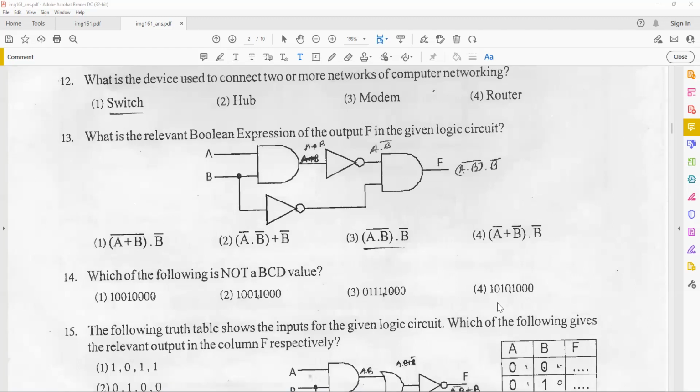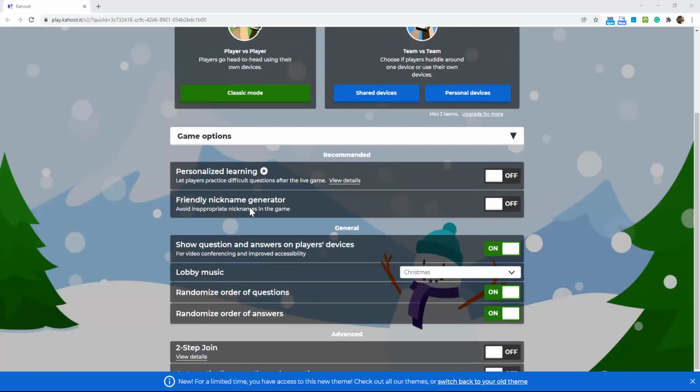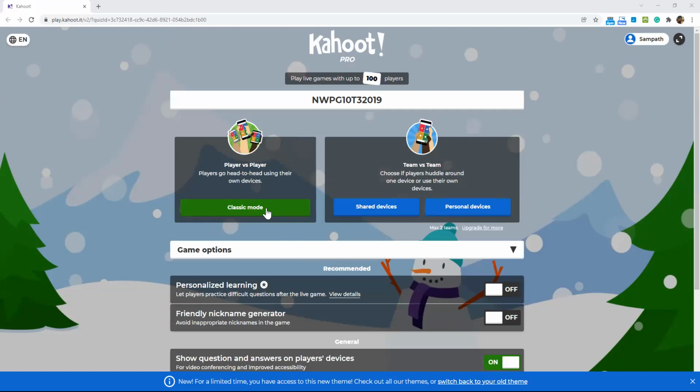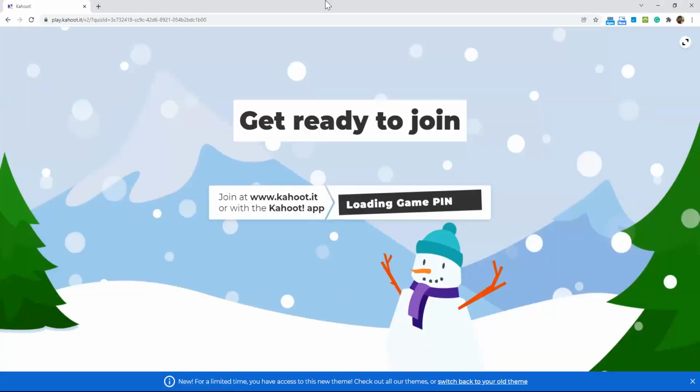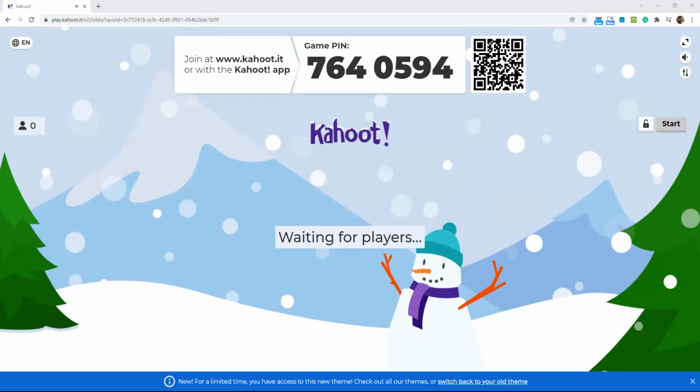Right. So let's start. And let's start classic mode. Again, don't worry about your answers, whether how many you are correct or not. I want everyone to participate, right? Participation is more important than winning the quiz. But if you can win, it's good. So go to kahoot.it. Use the game pin 7640594.